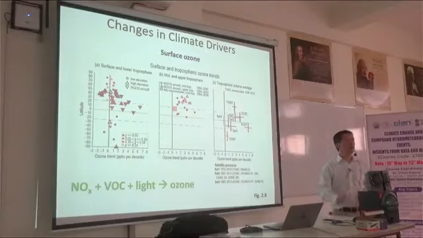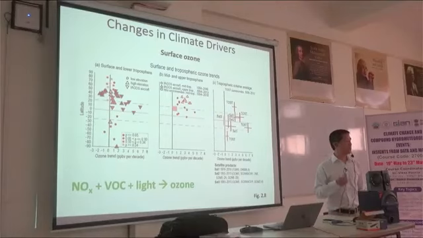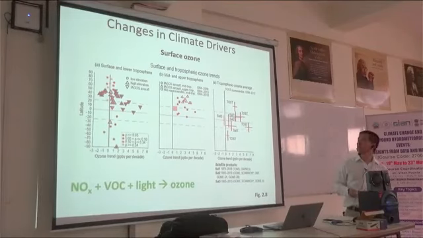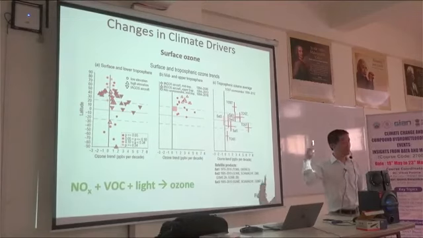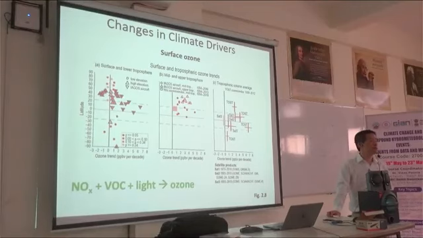So that's not good news for us, right? Because it's a pollutant, it actually affects human health. That is man-made ozone, quite different from the stratosphere ozone. That's a naturally occurring ozone that actually protects us from the UV radiation. Any questions?